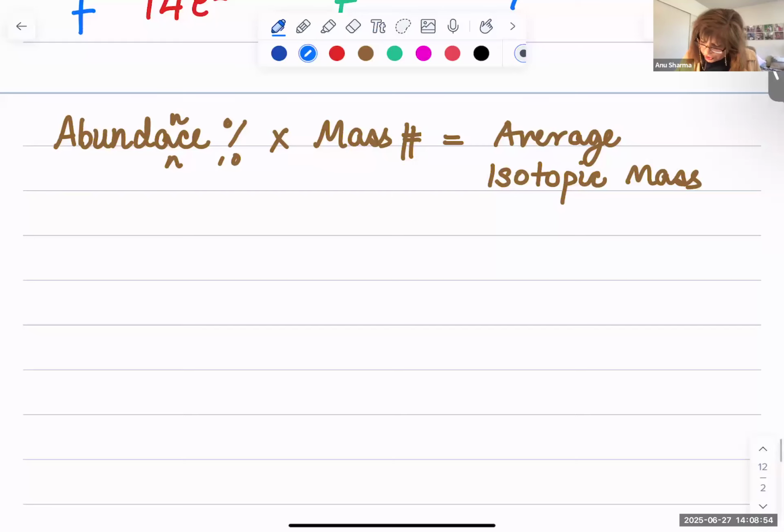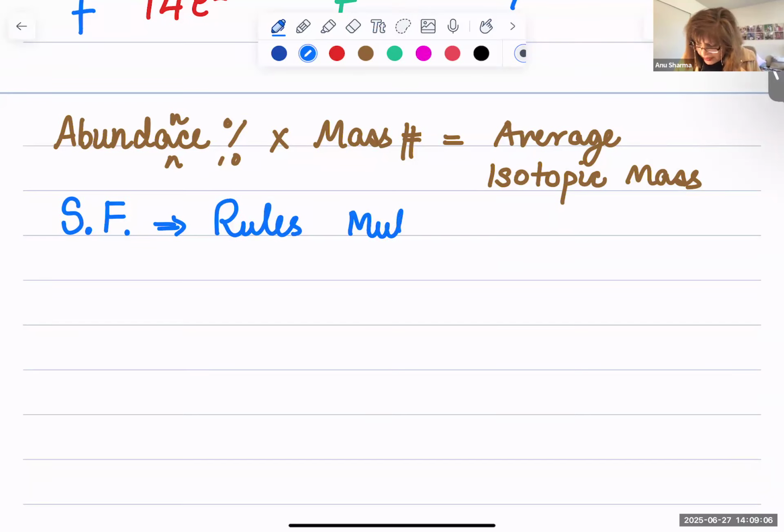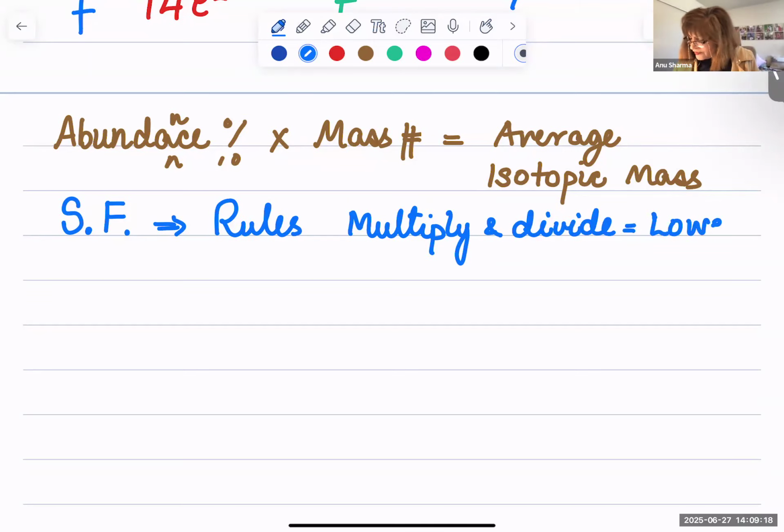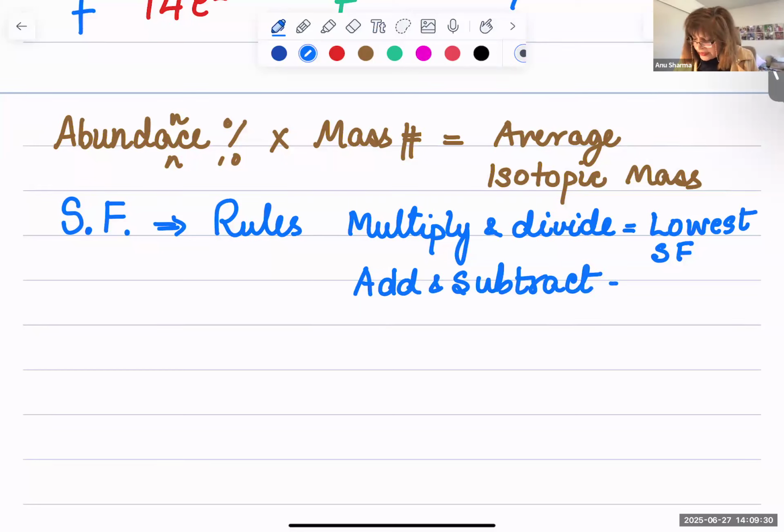All right. Just make sure of the rules regarding significant figures. When we multiply and divide, we look at the significant figures, and the answer has the lowest number of significant figures. But when we add and subtract, we use the lowest decimal place. So don't forget that one, lowest decimal place. Okay, clear?